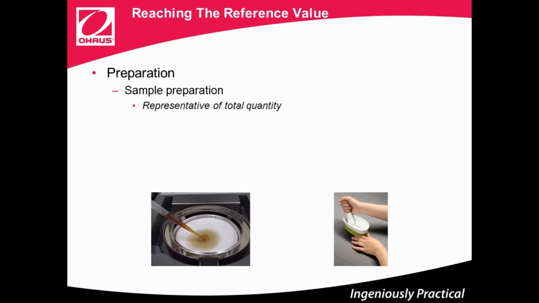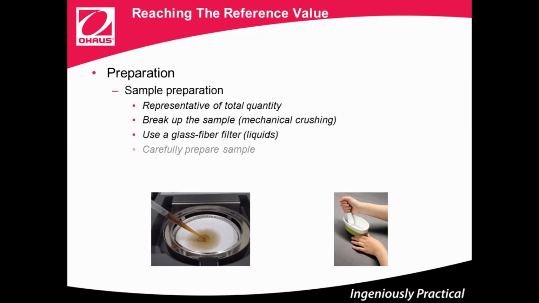It's important that the sample being investigated is representative of the total quantity. Break up the sample by crushing it. Use a glass fiber filter for liquid samples. Take care not to allow the sample to heat up. And be sure to complete the process quickly, since moisture will evaporate during the process.